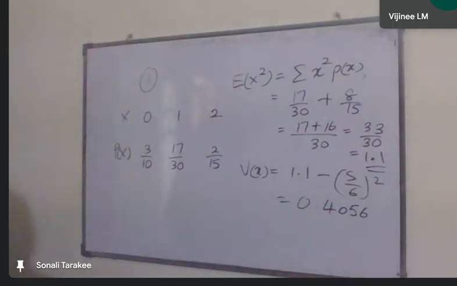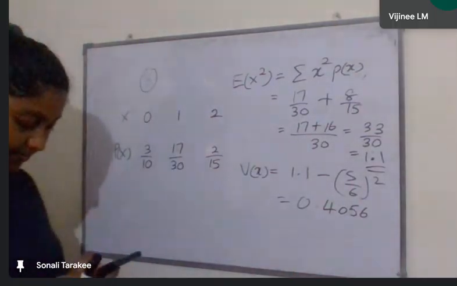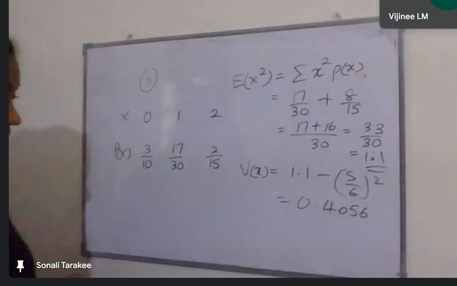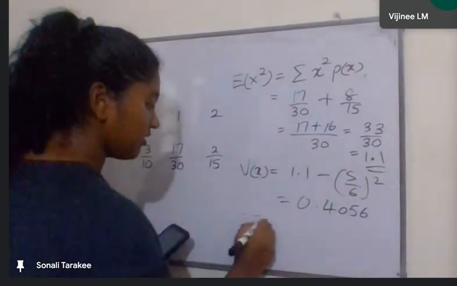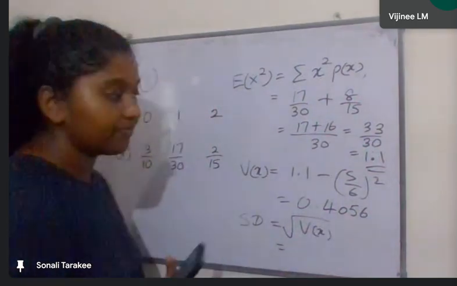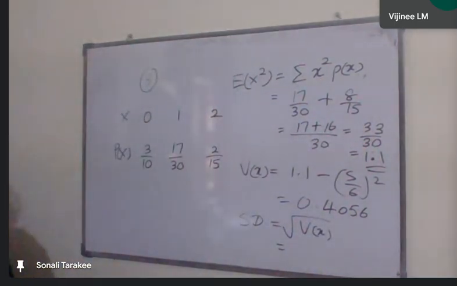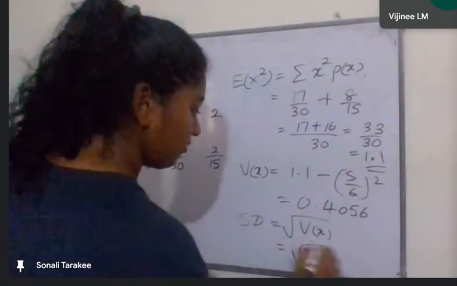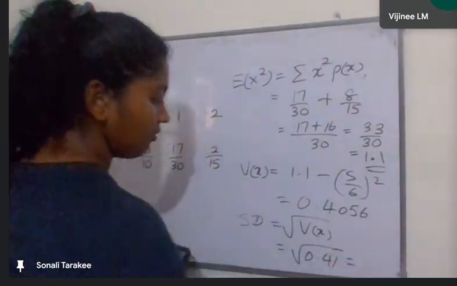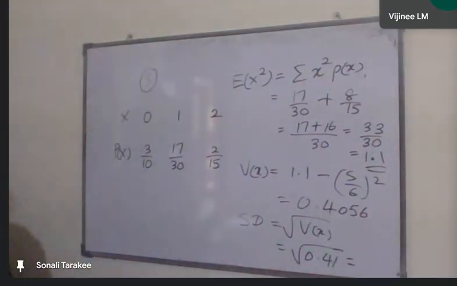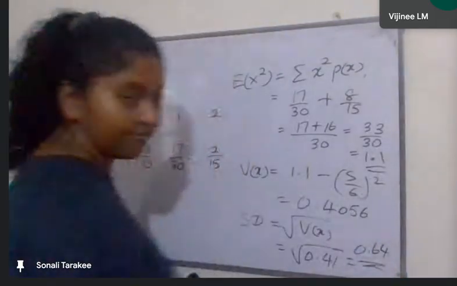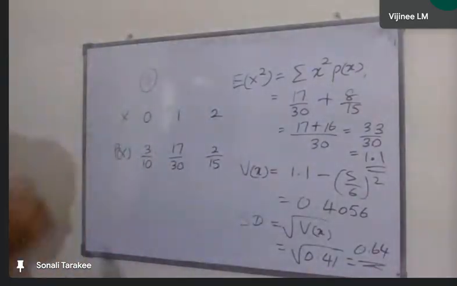Then, next question. Oh no, they are asking for standard deviation. So standard deviation is the square root of the variance, which is square root of 0.41. I'll approximate it. So the answer is 0.64. That's the answer.